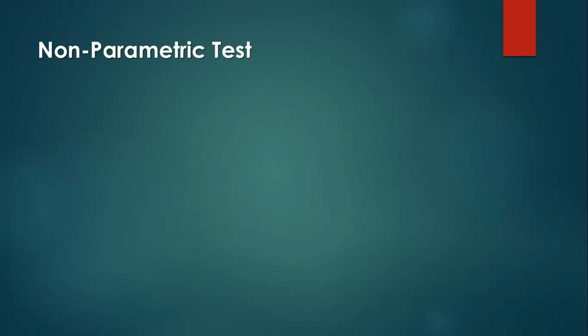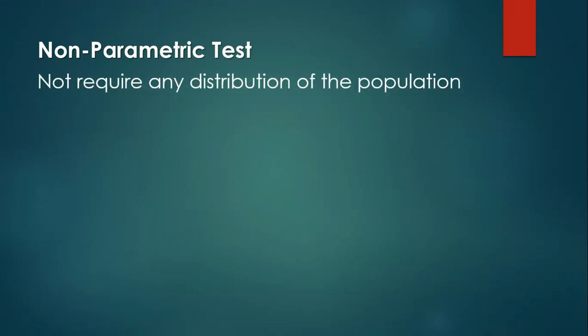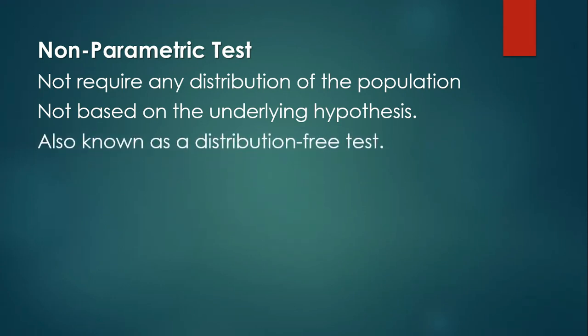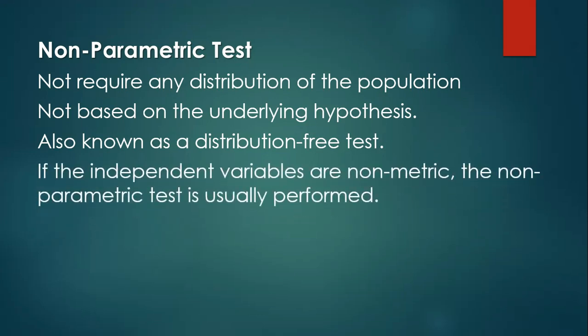The non-parametric test does not require any distribution of the population, which is meant by distinct parameters. It is also a kind of hypothesis test that is not based on the underlying hypothesis. In the non-parametric test, the test is based on the difference in the median. So this method of test is also known as a distribution-free test. The test variables are determined on the ordinal or nominal level. If the independent variables are non-metric, the non-parametric test is usually performed.